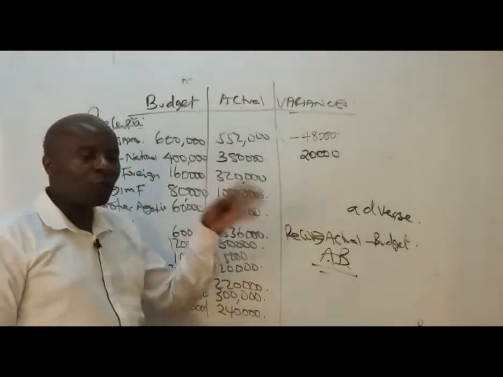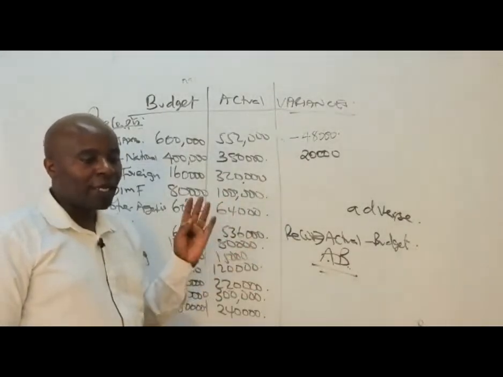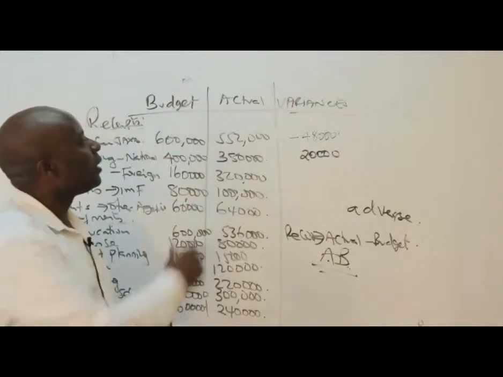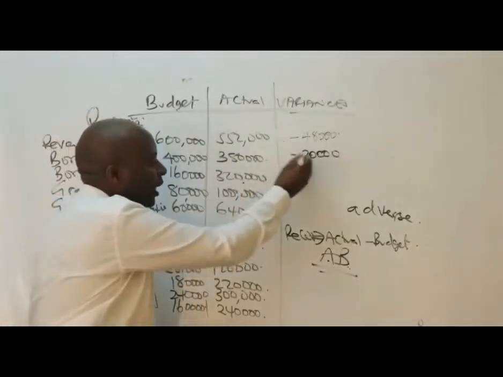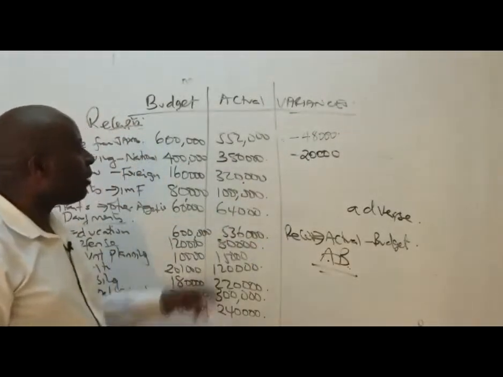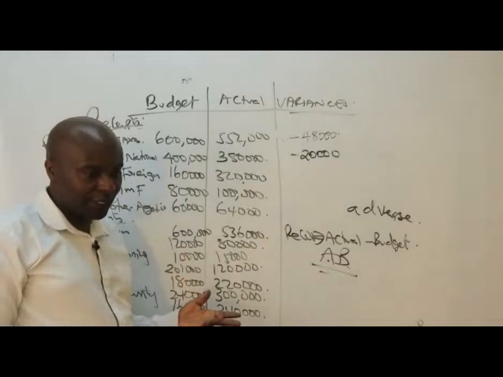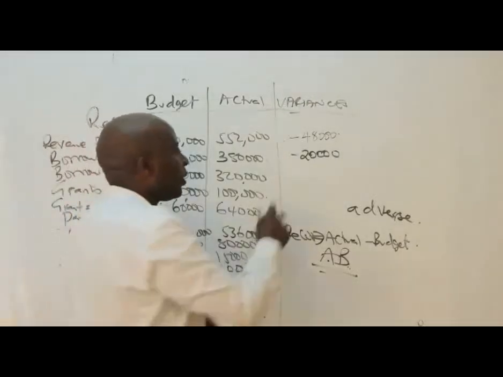To avoid those interpretations, whenever you are getting variances for receipt items, what have we said? It's ARB. It is actual minus budget. So like now this 380,000 minus 400,000, I'll just write negative like that. How about the next one? 320 minus 160, it's positive, isn't it? 160,000.